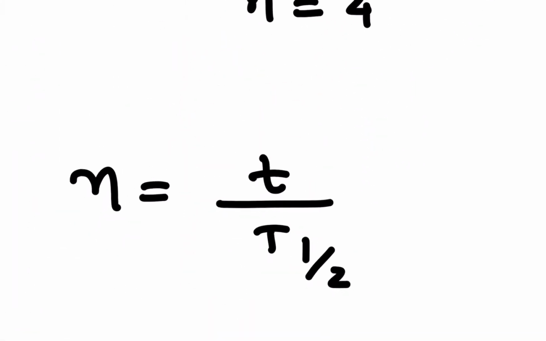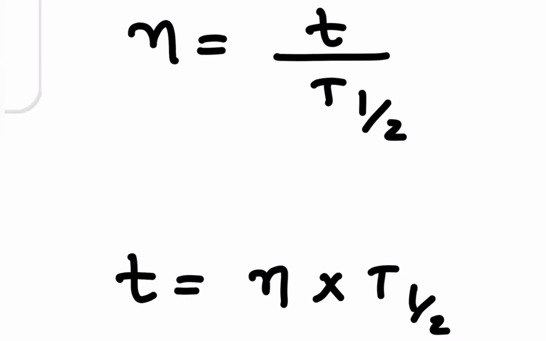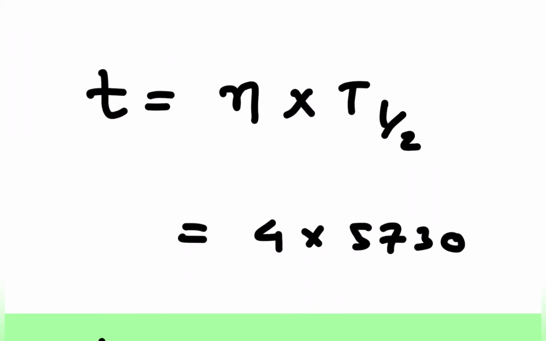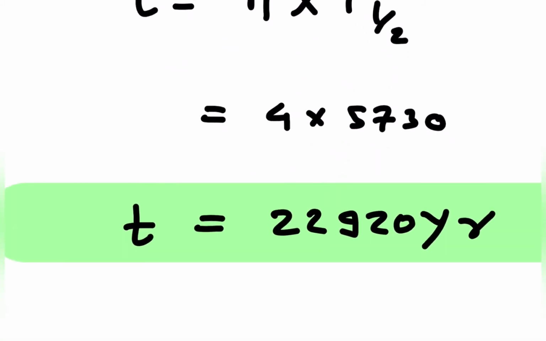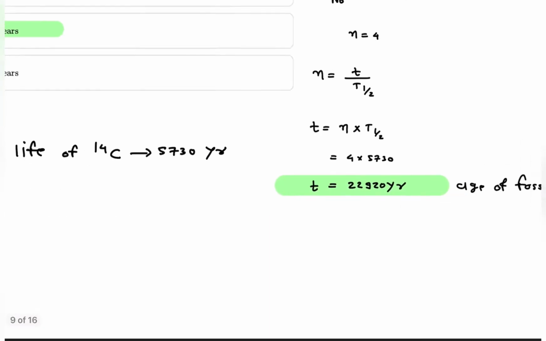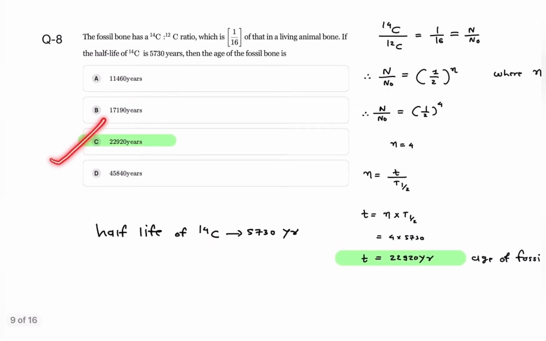Now from the above formula, that n is equal to t divided by T1/2, that is your half life, the time is equal to the half life into number of half lives. The number of half lives is 4 and the half life is given as 5730 years. So the total time is nothing but 22,920 years. That is the total time, the age of fossil bone. Option number C is correct.